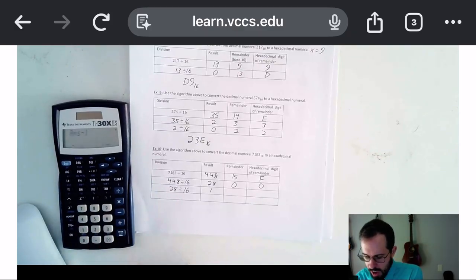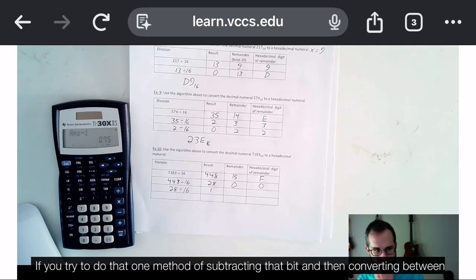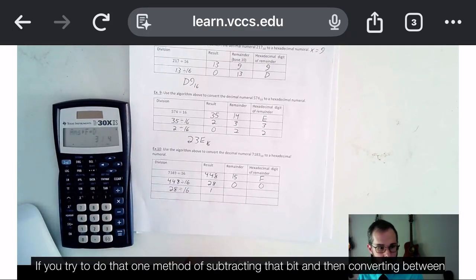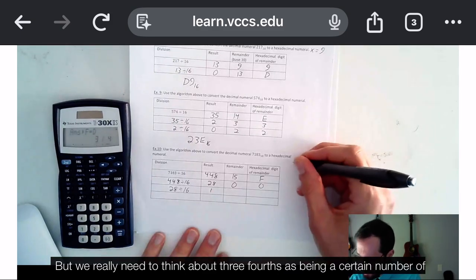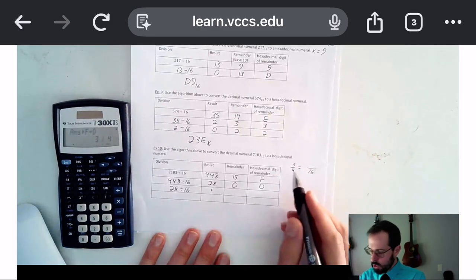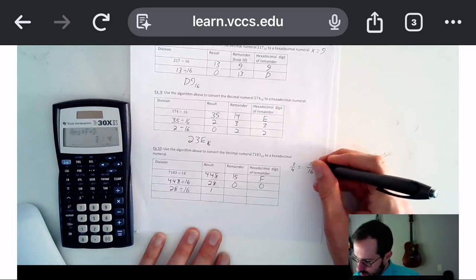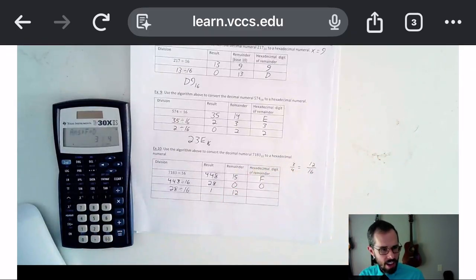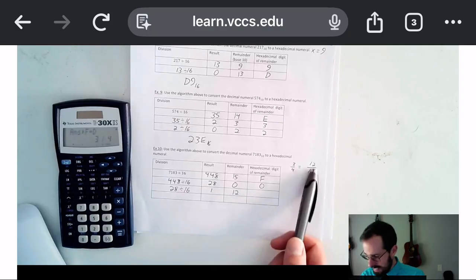So just to have a slight cautionary note, right? If you try to do that one method of subtracting that bit and then converting between fraction and decimal, you get 3/4. But we really need to think about 3/4 as being a certain number of sixteenths, right? Doing a little proportional reasoning here, if we multiply the denominator by 4, I gotta do the same thing with the numerator, so that's 12 sixteenths. So just be careful if you are doing that, subtract away the result and then convert the remainder back into a fraction. You do need to think about that in terms of how many sixteenths you have.